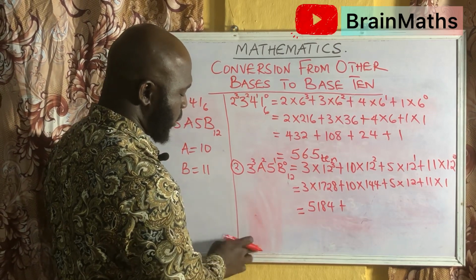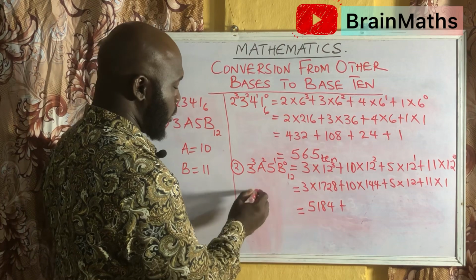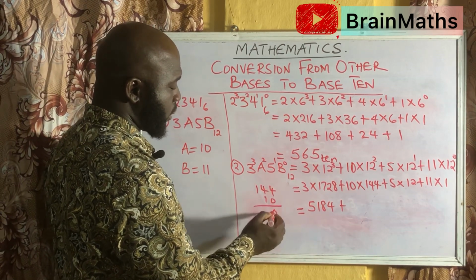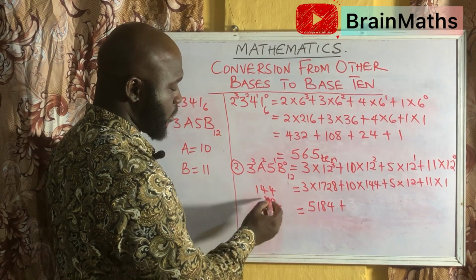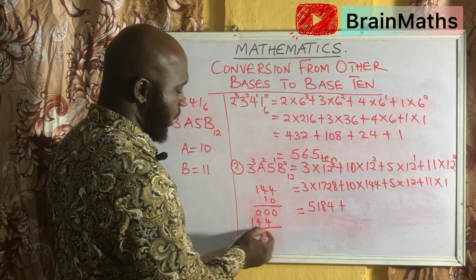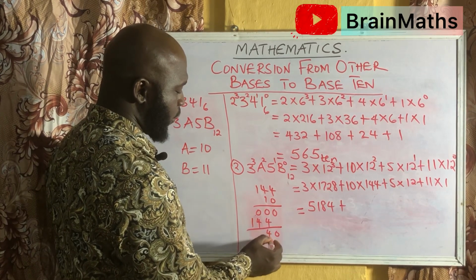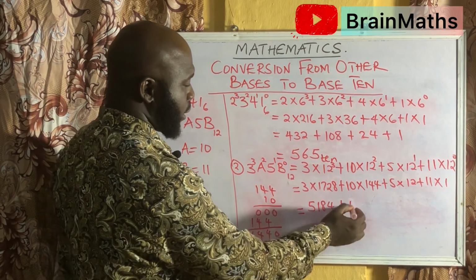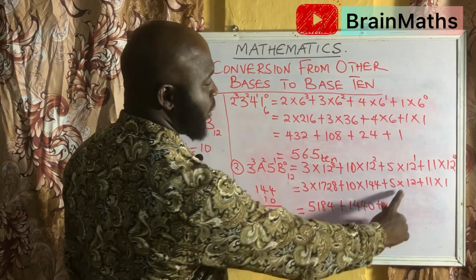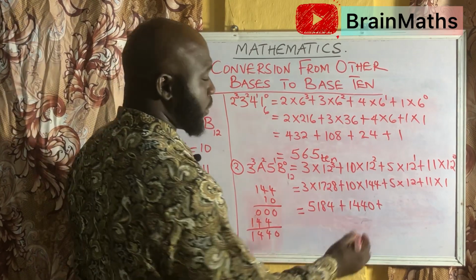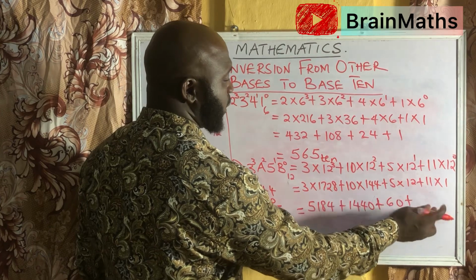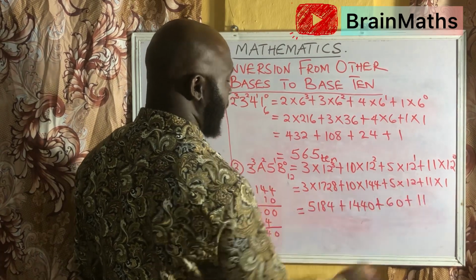I'm trying to show this so that you follow what I am doing. 0 times 4, 0, 0, 0. 1 times 4 is 4. 1 times 4 is 4. 1 times 1 is 1. So we have 0, 4, 4, 1. That is 1440 plus 5 times 12. You know your multiplication of that. That is going to give us 60 plus 11 times 1, 11.